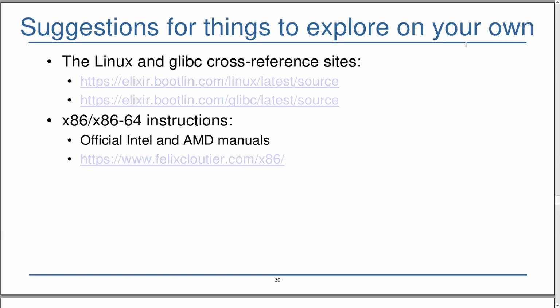But in general, if you are curious, you can read the official Intel and AMD manuals, or you can go to the website that I previously mentioned, which has instructions. Also, for things like the Linux kernel and libc, there is a website you can go to and explore the source code. So you don't necessarily need to download it. You can go there and look at the files through your web browser.